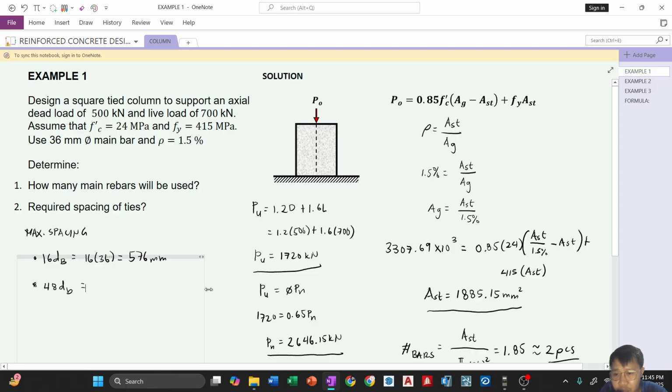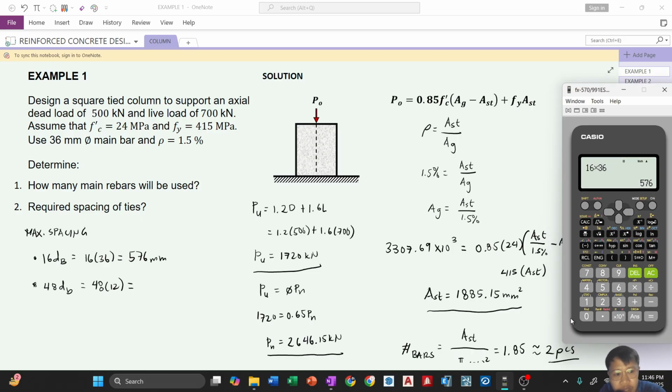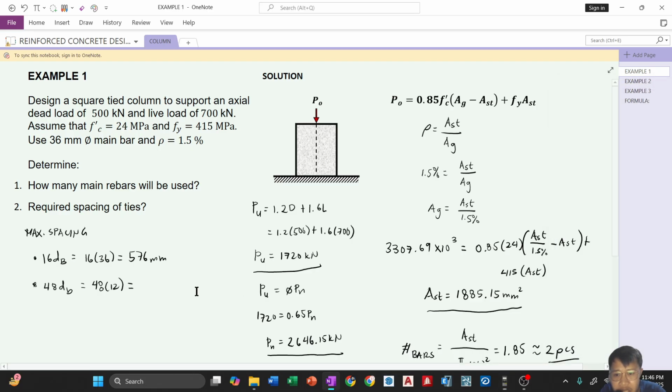Okay? So we substitute here 12 mm. So we solve, no? 48 times 12. This is actually equal to 576 din, no? So 48 times 12 is also 576 mm. Okay?